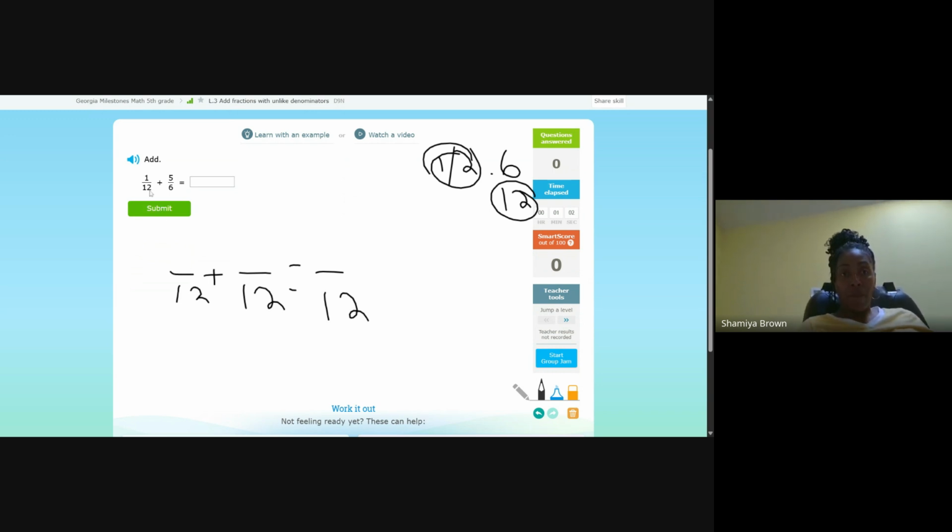So now I have to ask myself, what do I do to each of these to get 12? Well, this one is already over 12, so it's going to still be a 1. For 6 to get 12, I need to multiply it by 2. So I have to do 5 times 2 to get my numerator. So that's going to be 10. Then I just add straight across. 1 plus 10 is 11. So my answer will be 11 twelfths.